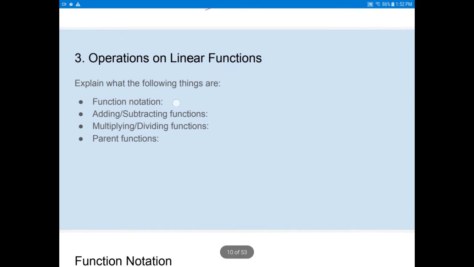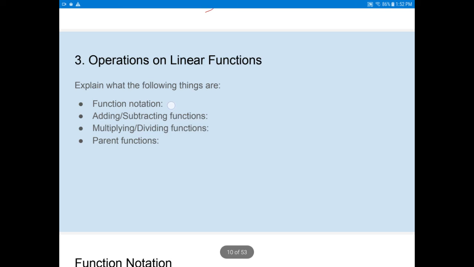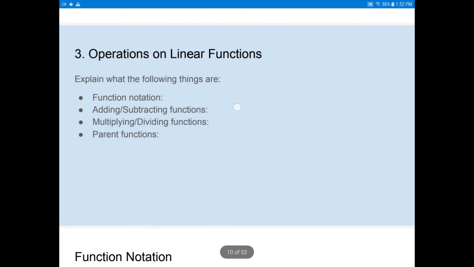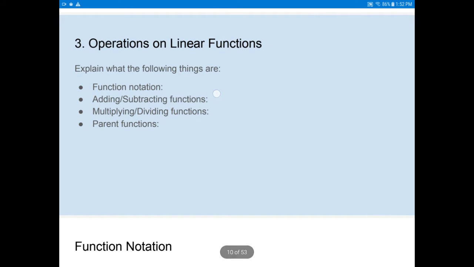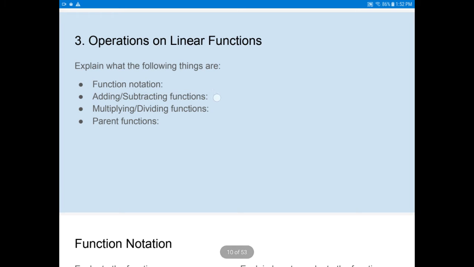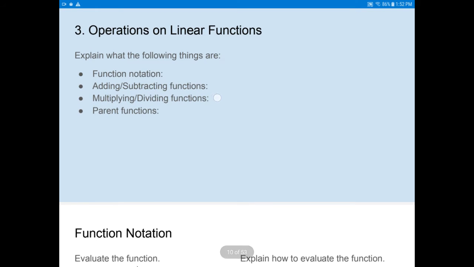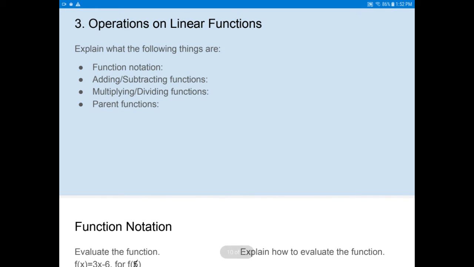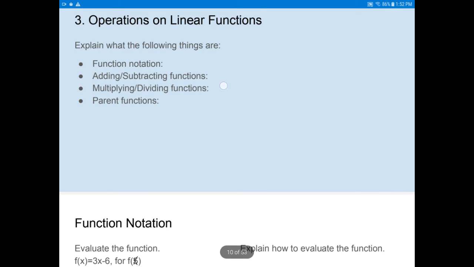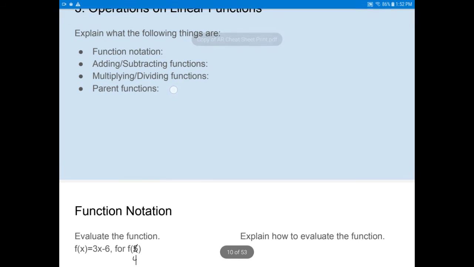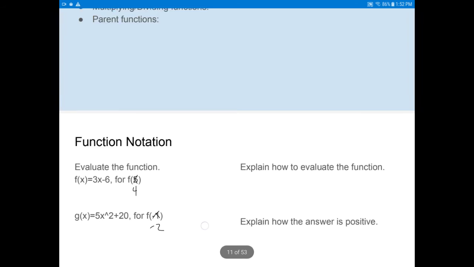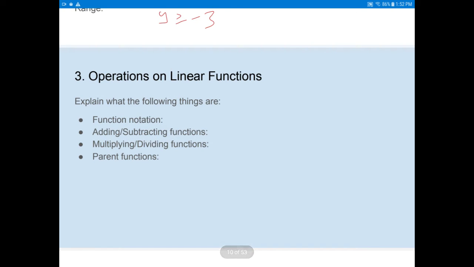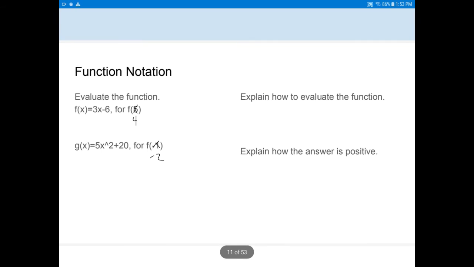Function notation. This is evaluating functions. You substitute in the number for x. Adding, subtracting functions, you combine like terms. Multiplying, dividing functions, you can reduce things. Parent functions, you'll see a picture of them later. They're the base functions before transformations happen.